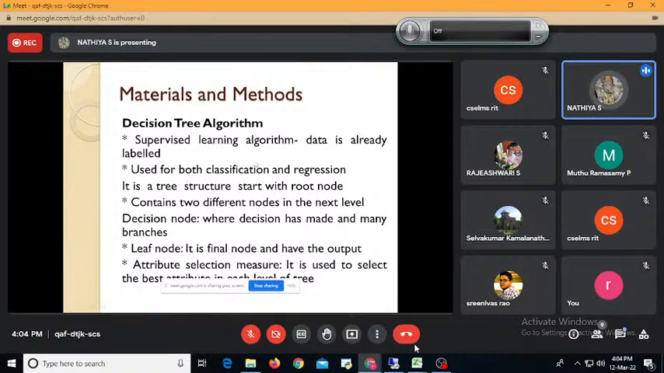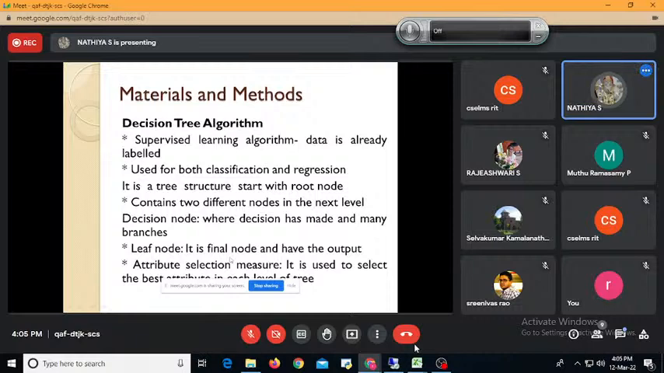First is the decision tree. It is a supervised algorithm. Supervised algorithm means the data already has some label. So in my data set, the data is already labeled as benign or malignant. So I have used this decision tree algorithm. The decision tree algorithm has a tree structure. Here it has a decision node, leaf node, and the attribute selection measure.